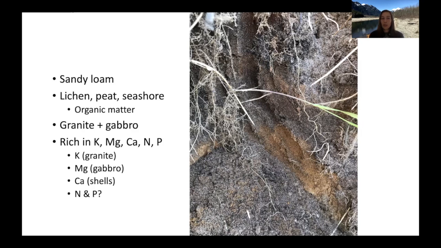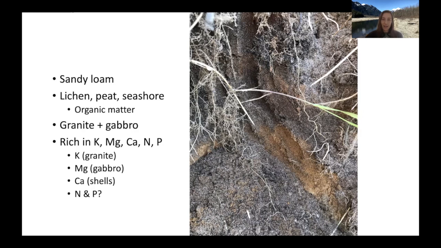This soil is formed on top of the bedrock granite and gabbro. Granite is rich in potassium, gabbro in magnesium. Both of them contain calcium. But the soil also contains a lot of nitrogen and phosphorus. So where might nitrogen and phosphorus come from? Well, this actually has to do with human history.